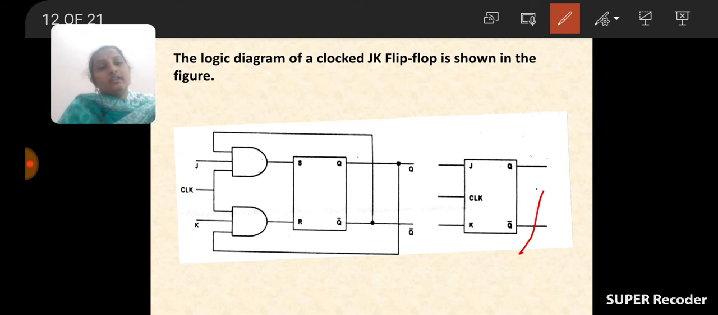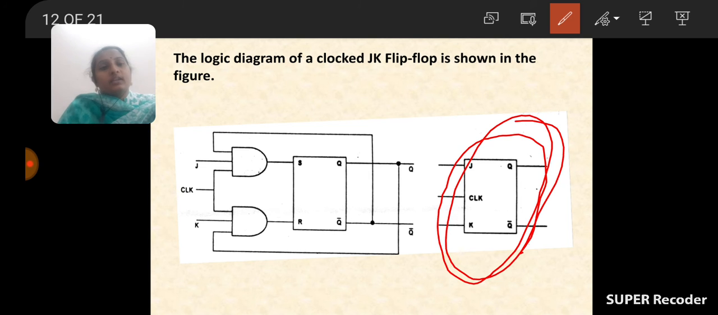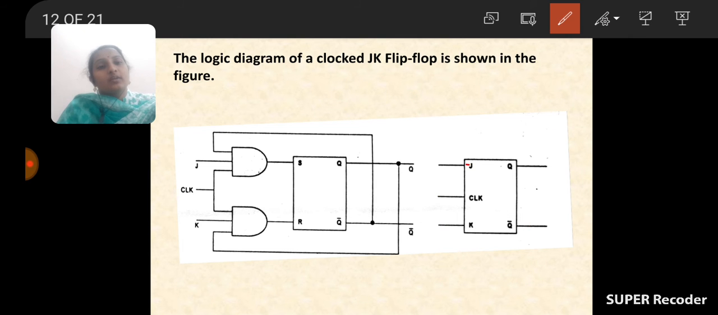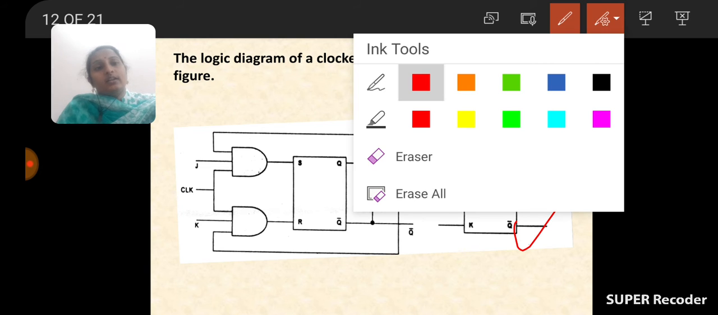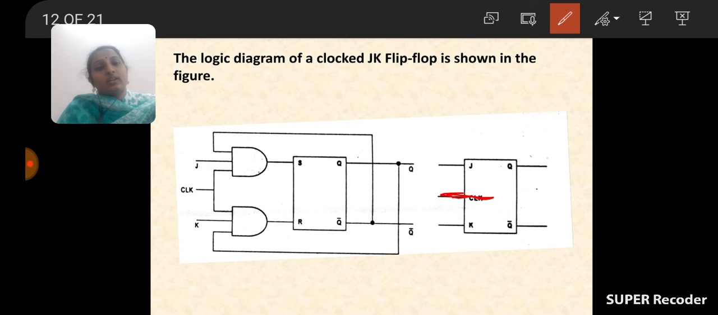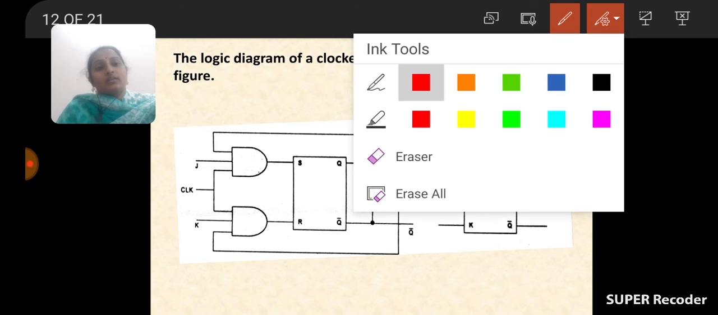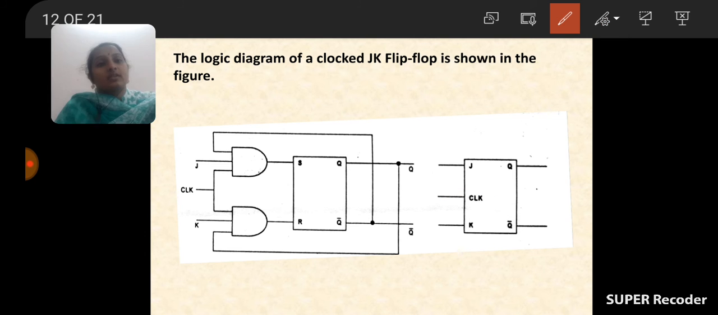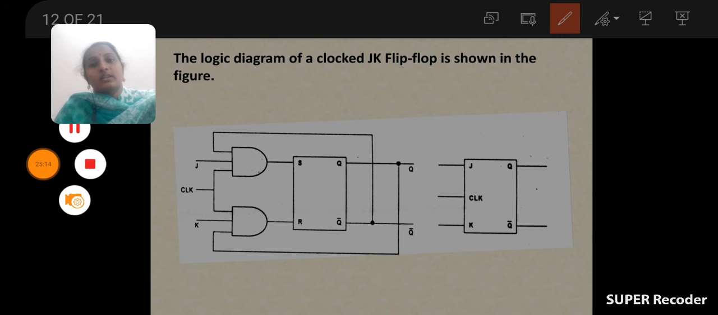And this is the symbol of the JK flip-flop. The symbol indicates only inputs and outputs. How many inputs are there? Two inputs, J and K. How many outputs are there? Only two outputs, Q and Q bar. And the clock pulse is common. So this is about the construction and also the operation of the JK flip-flop.